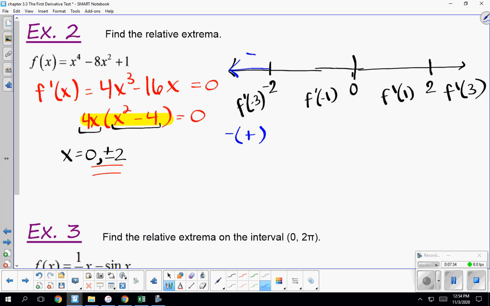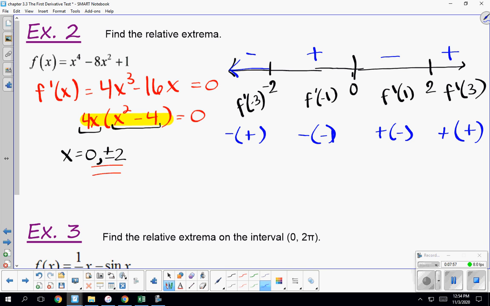Now I'm going to plug in -1. I'm going to get a -4. 1 minus 4 will also give me a negative. So I'm going to get a negative times a negative, which is a positive. Now I'm going to plug in +1. I'll get a positive times a negative, which is a negative. And finally, I'm going to plug in 3, which is a positive. And 9 minus 4, again, is positive, so I get a positive.